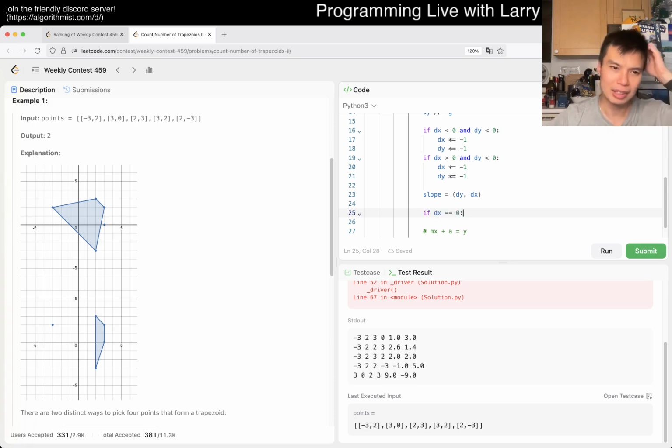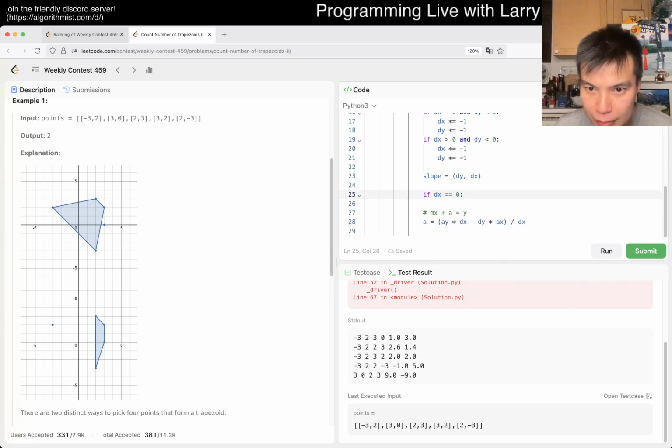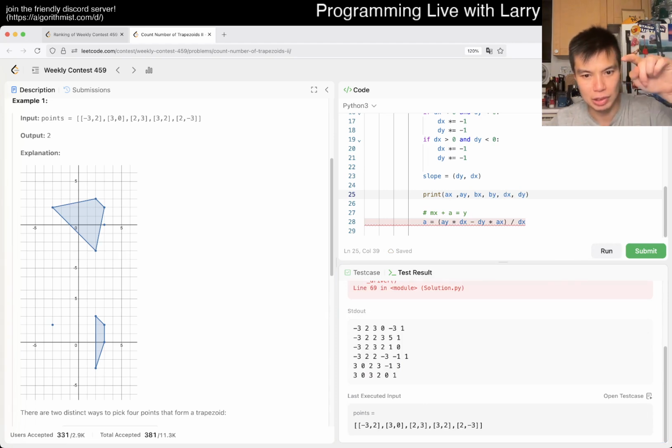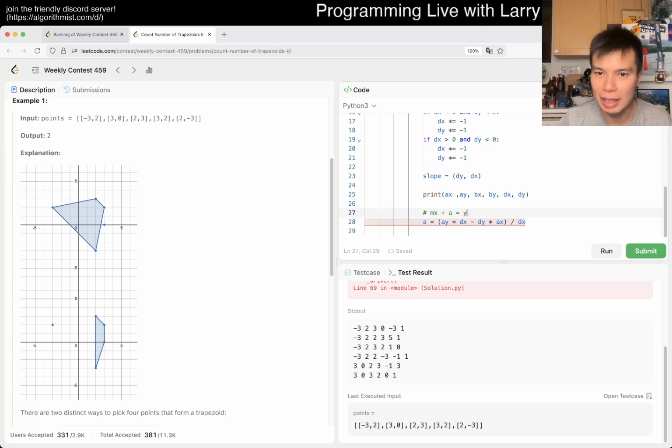What if dx is equal to 0? Is it vertical? I can't tell what's vertical and what's horizontal. I'm just bad. Okay, so 3, 0, 3, 2. Okay, so it's vertical. So I think for now I can just skip it.